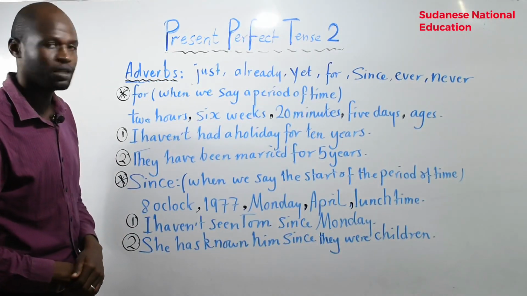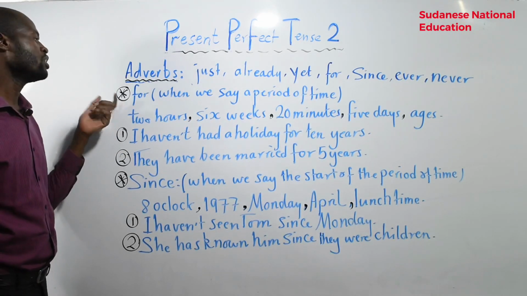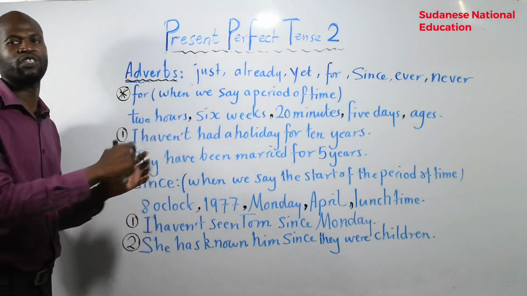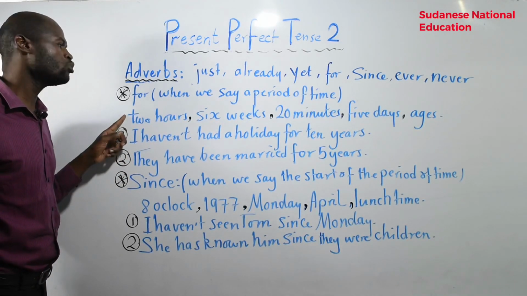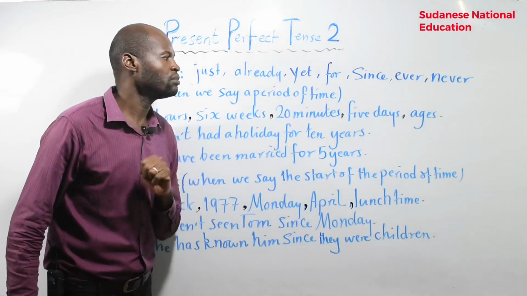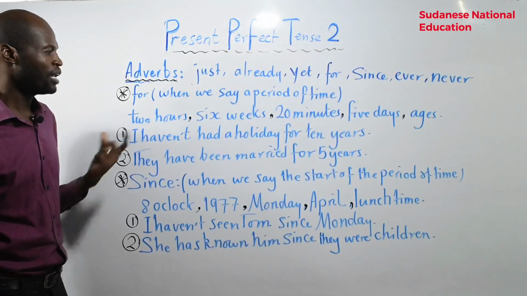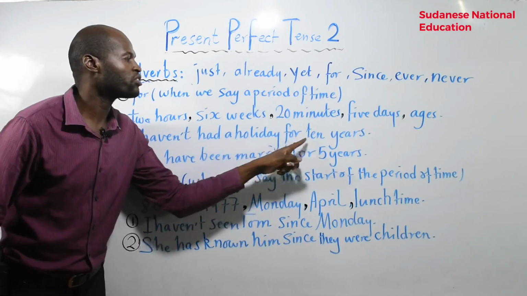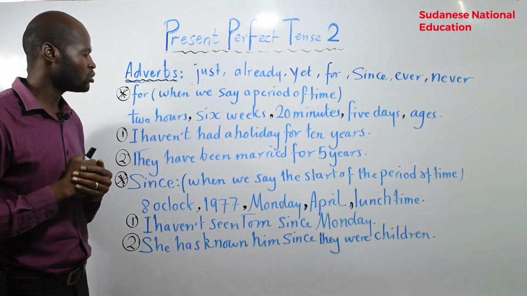Talking more about adverbs that we use with the present perfect tense, we also find the adverb for, and for is used when we say a whole period of time, starting from now to the past. For example, we can say for 2 hours, for 6 weeks, for 20 minutes, for 5 days, or for ages. Let's see the example here. I haven't had a holiday for 10 years. So here, the whole period of time from now to the past.